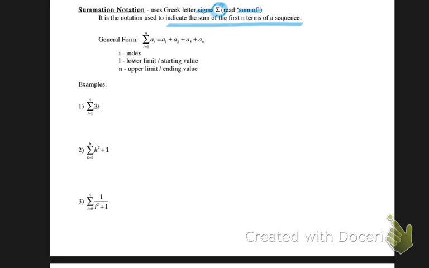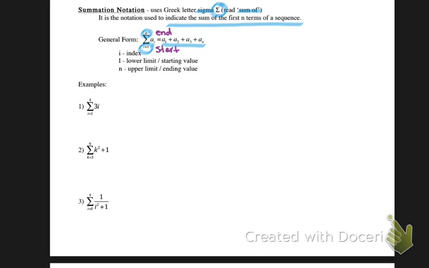So basically, this sigma gives us a starting spot and an ending spot. So this value at the bottom of sigma is your starting spot, and then the value at the top of sigma is your ending spot. So it's telling you where to start and where to end. And then we're going to be adding up the amount of terms.